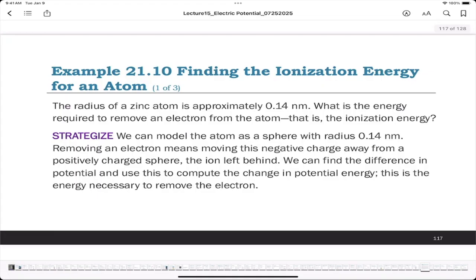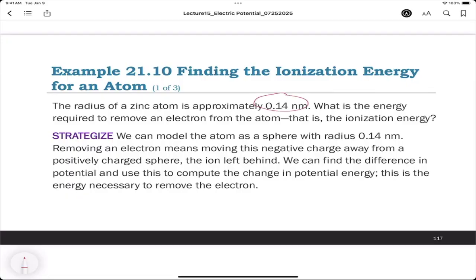The radius of a zinc atom is approximately this one. What is the energy required to remove an electron from the atom? That is the ionization energy. Let's talk about the strategy first. We can model the atom as a sphere with radius like this one.